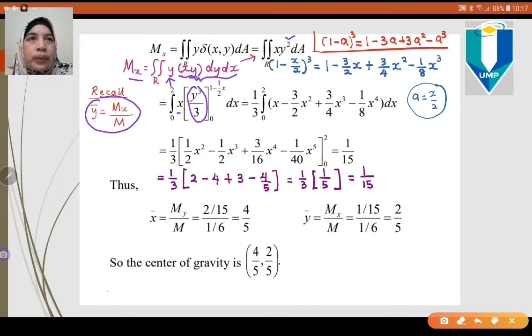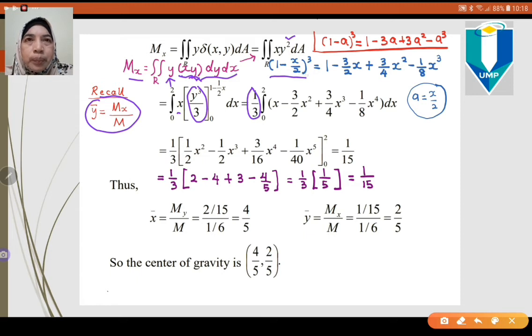Now 1 over 3 is a constant, so we just put it outside. To make our calculation simpler, we bring the constant outside the integration. So when we substitute values in for y cubed, y we substitute with 1 minus half x. So we have this value for y cubed, because this value is y cubed.